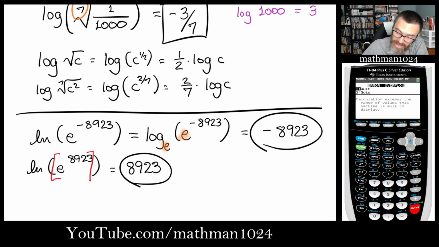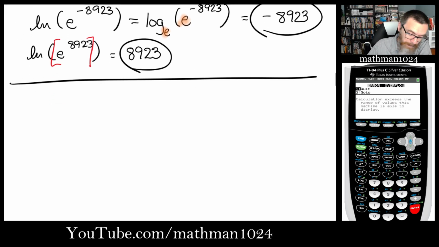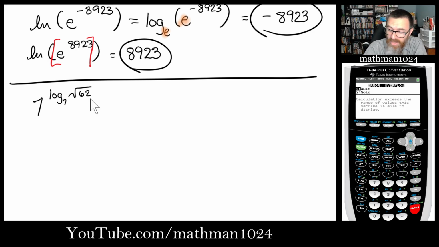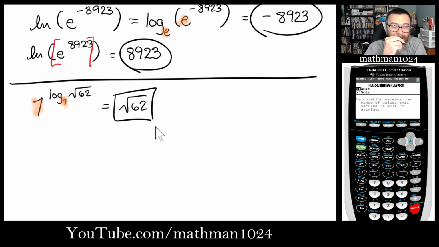But you know what? That's okay, because we are smart students, and we are paying attention. So if I have 7 raised to the log base 7 of the square root of 62. This is another one of those theorem on inverses problems, because the base of the exponential is 7, the base of the log is also 7, so since those guys are the same, your answer is just going to be the square root of 62. That's it. Done and done, right?